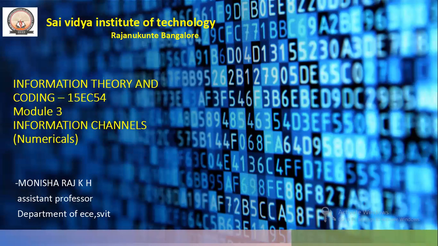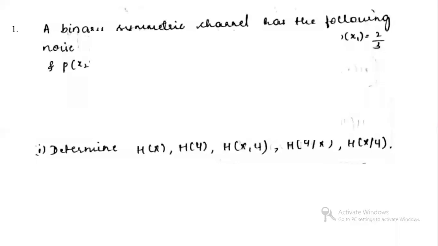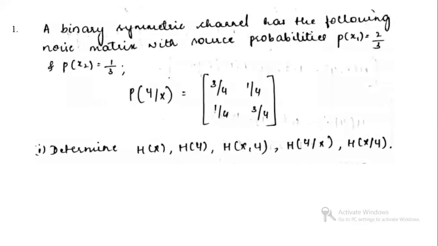In this lecture video, we'll be studying the numericals of Module 3, that is information channels. The first numerical goes as such. A binary symmetric channel has the following noise matrix with source probabilities P of x1 equal to 2 by 3 and P of x2 equal to 1 by 3.